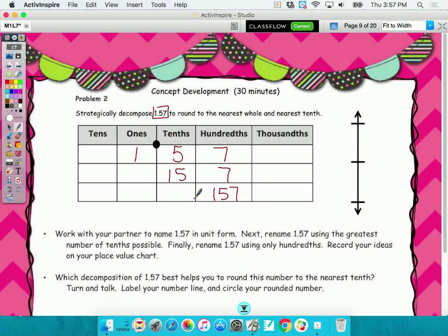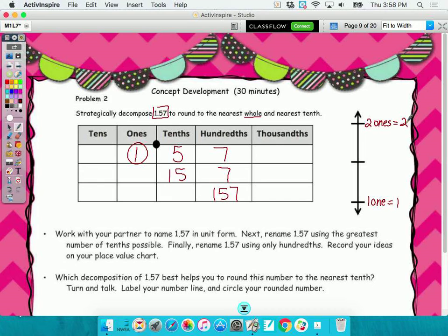Anyway, it's just a strategy so I can figure out what number to start with on the bottom of my number line. So round to the nearest whole. Whole means whole number. So what number is my whole number? That's pretty simple. You're going to write 1, 1 equals 1. And what comes after 1? Good. 2 ones equals 2.